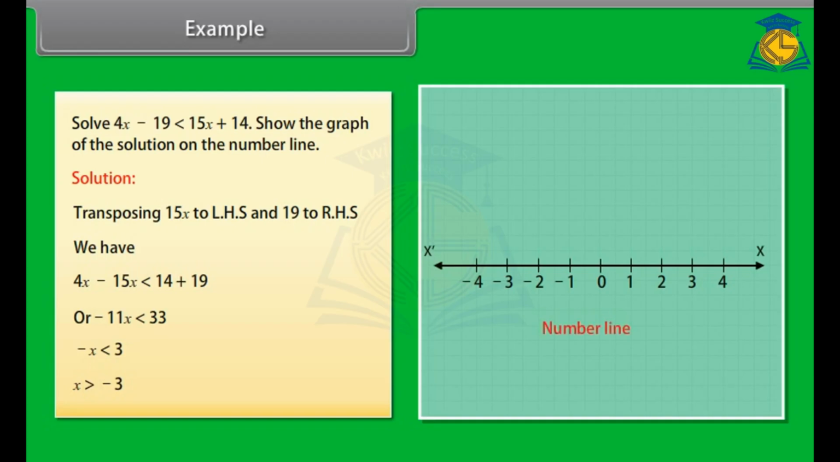First, we draw an open circle because x is not equal to -3 and an arrow to the right because we want values greater than -3.